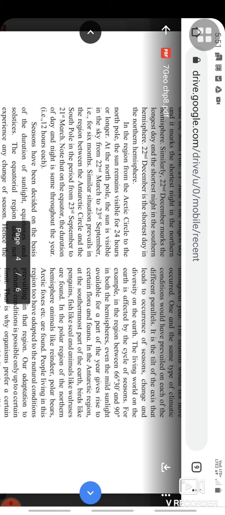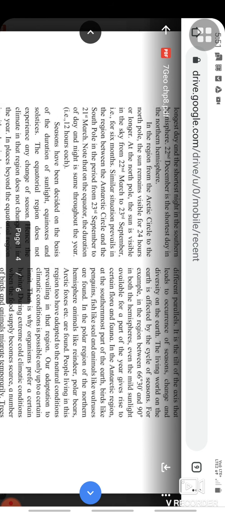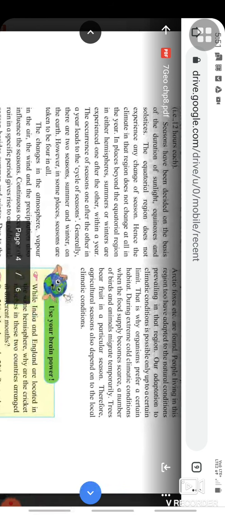A similar situation prevails in the region between the Antarctic Circle and the South Pole in the period from 23rd September to 21st March. Note that on the equator, the duration of day and night is the same throughout the year, that is 12 hours each. Seasons have been decided on the basis of the duration of sunlight, equinoxes and solstices.